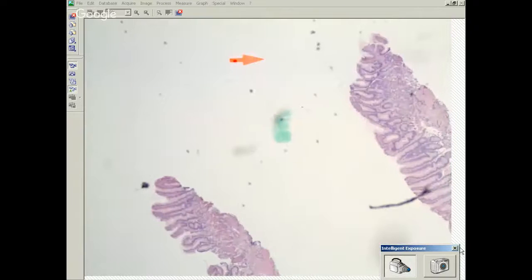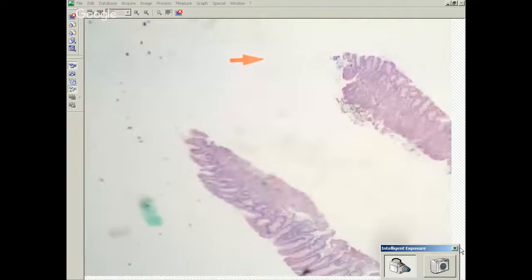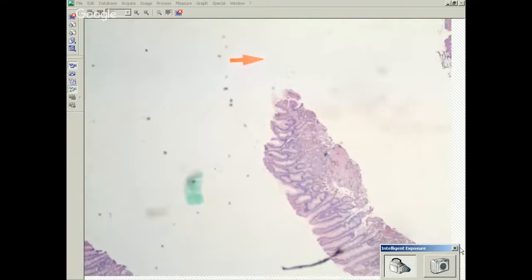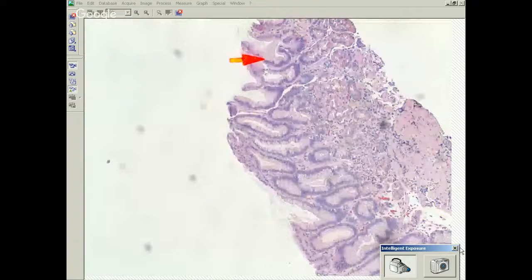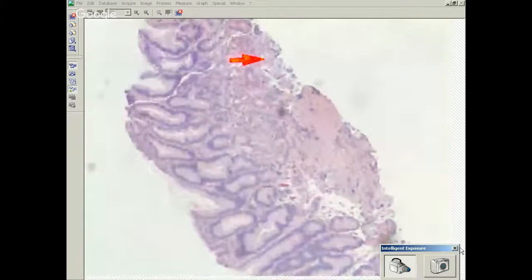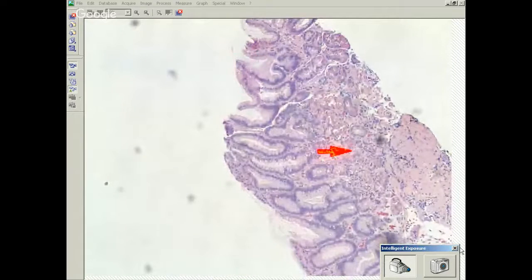I forgot I left a dot here. This is kind of helpful. So we'll just take a look. So this dot is actually for this pigment down here.